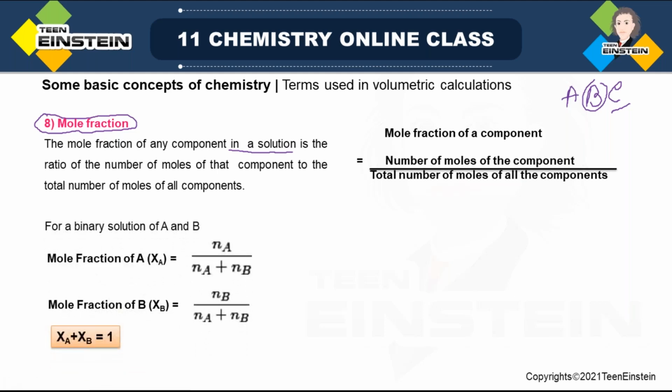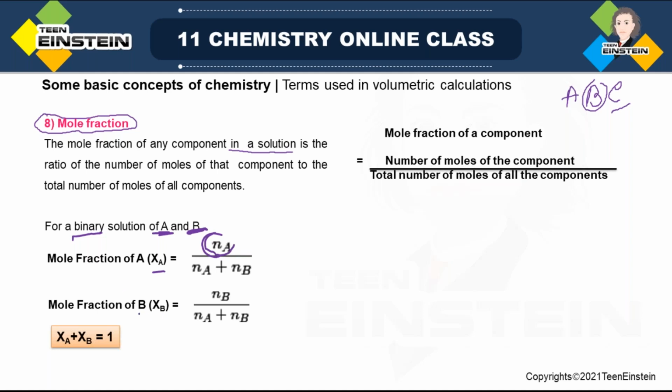So suppose we have a binary solution. Binary solution means there are only two components, A and B. So in that case, the mole fraction of A, which is normally denoted by capital X with subscript A, will be equal to Na. So what is Na? Na is the number of moles of A. And look at the denominator, it is Na plus Nb, that is the number of moles of A plus the number of moles of B, which is basically the total number of moles of all the components. And here we have only two components, A and B, because it is a binary solution.